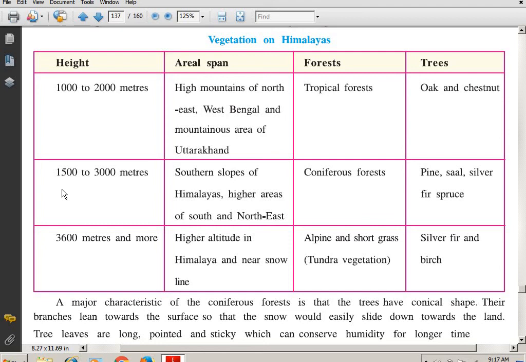Which forests have been found, students? Coniferous. And which trees grow over there? Pine, sal, silver fir and spruce. So the height is 1500 to 3000 meter. Which forests have been found, students? Coniferous forest. And which trees grow over there? Pine, sal, silver fir and spruce.